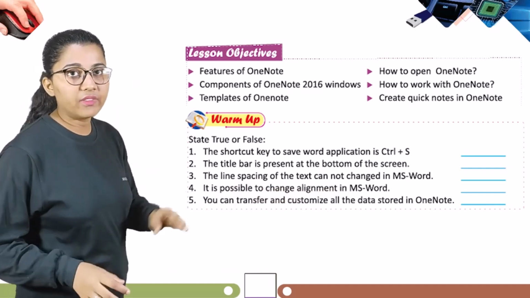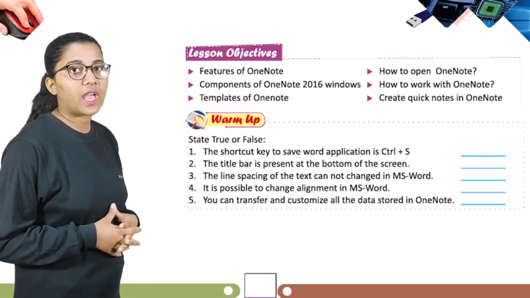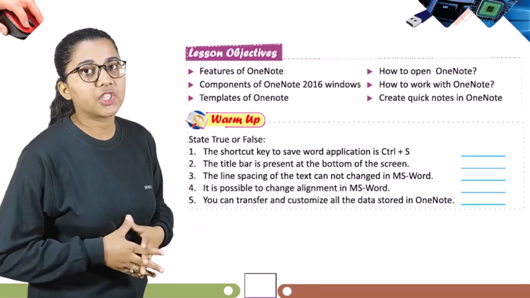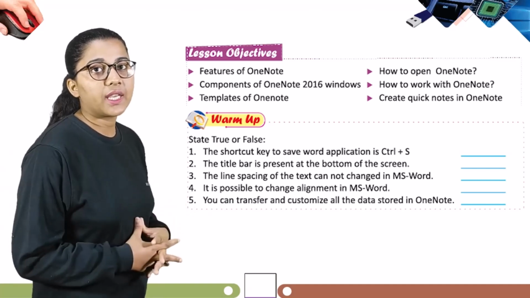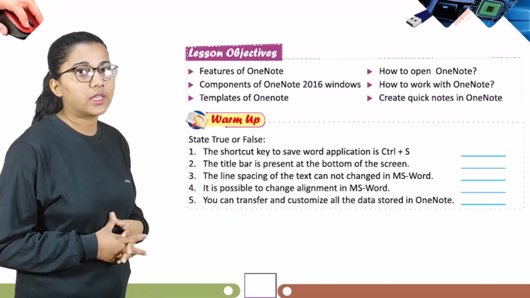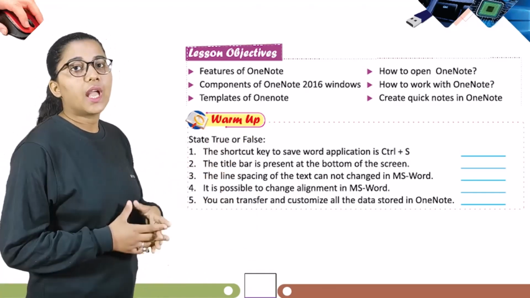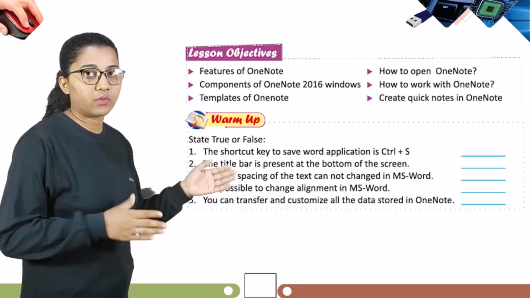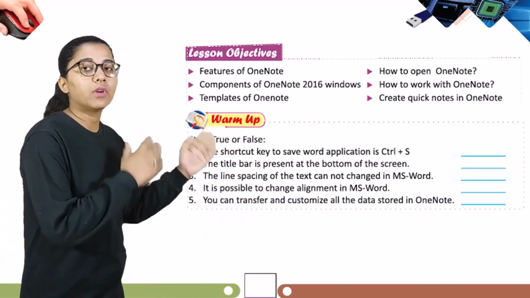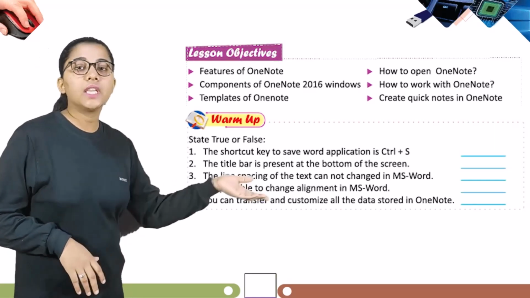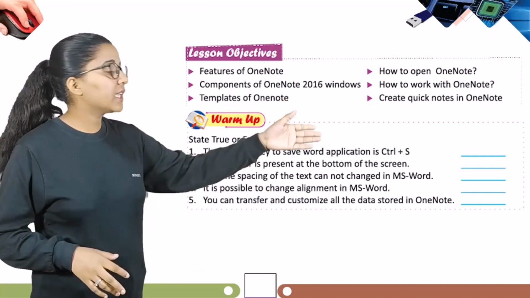Now students, we have a warm-up question: state true or false. First, the shortcut key to save a Word application is Ctrl+S. Second, the title bar is present at the bottom of the screen. Third, the line spacing of the text cannot change in MS Word. Fourth, it is possible to change alignment in MS Word. And fifth, you can transfer and customize all the data stored in OneNote. Students, you have to write T if you find the statement true, and F if you find the statement false, in the given blank.